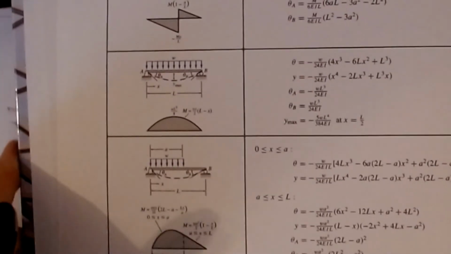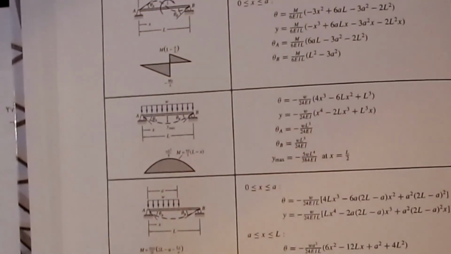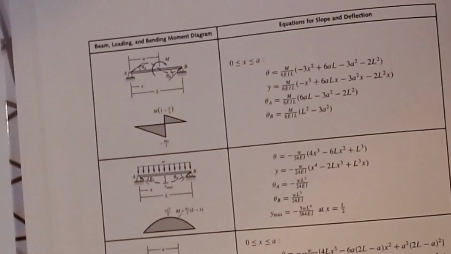So in this particular book, our Casamali book, you can see that we've got a few simple cases. Here's the uniformly distributed. This one's almost worth memorizing because we use it so much, and then we've got a moment in the middle, all sorts of different cases that happen.